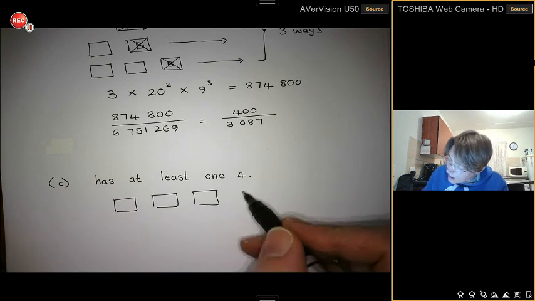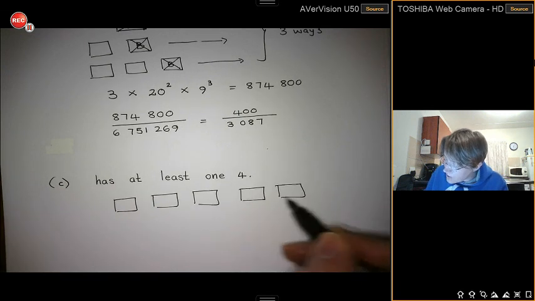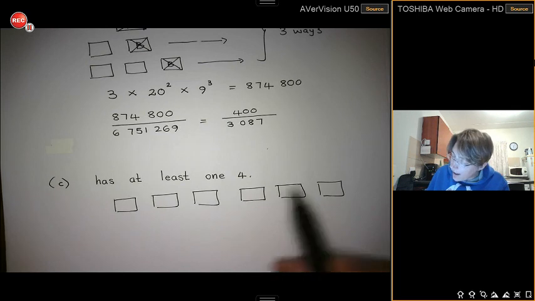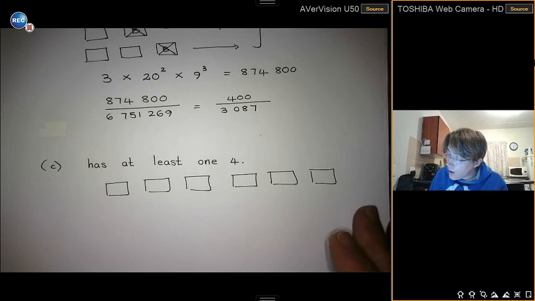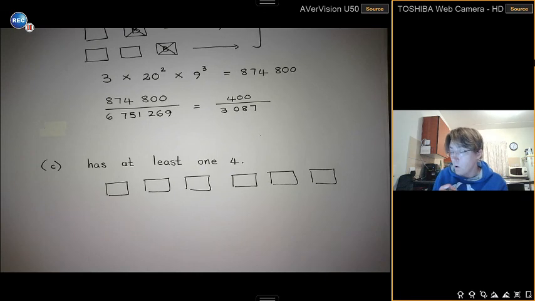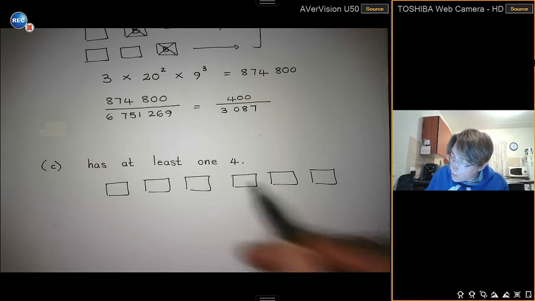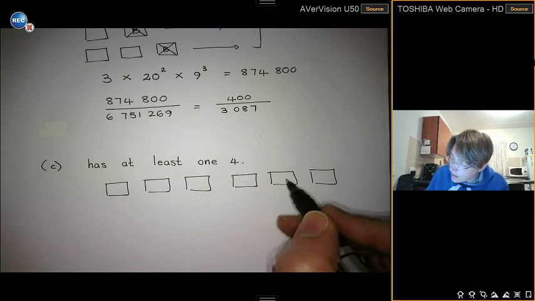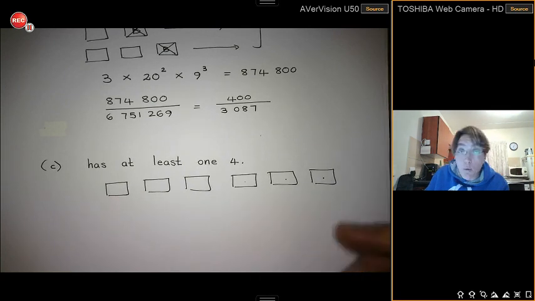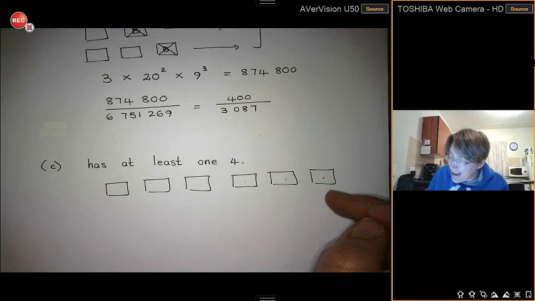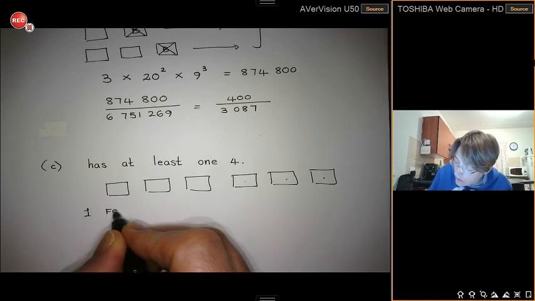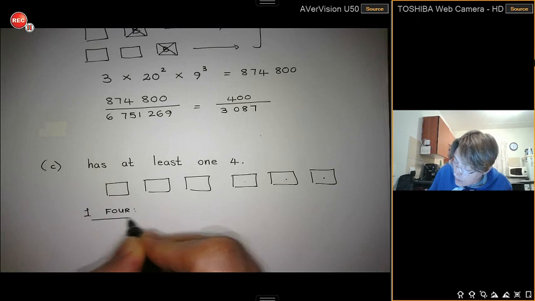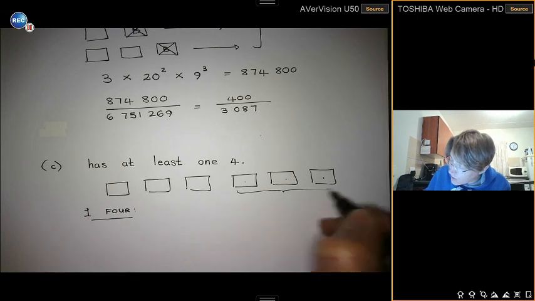But if you look at the last 3, which are the digits, I potentially had 1 4, or I could have had 2 4s, or I could have had 3 4s. Now, having 1 4 means that 1 4 could have appeared there, or there. So 1 4 could have appeared in 3 places. So if I had 1 4, there were 3 places that it could have occurred.